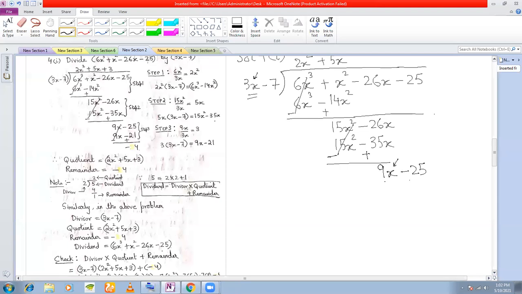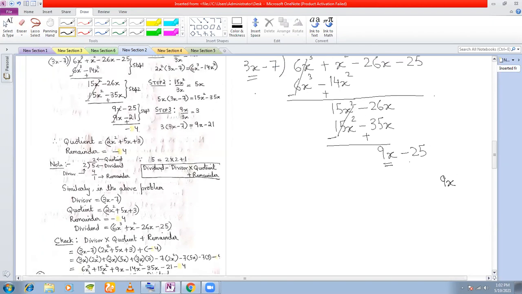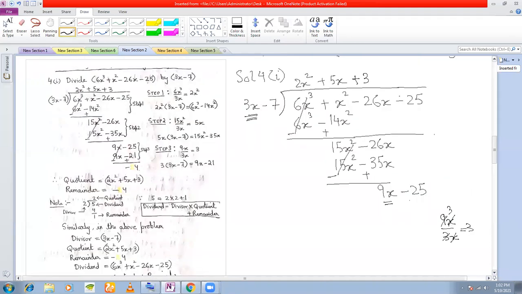Still you can divide, right? Even when the powers are equal. So now you take the leading term 9x, and from the divisor the leading term is 3x. You divide. How much are you getting? This x will cancel. You simply get 3. So this plus 3 you write on top.